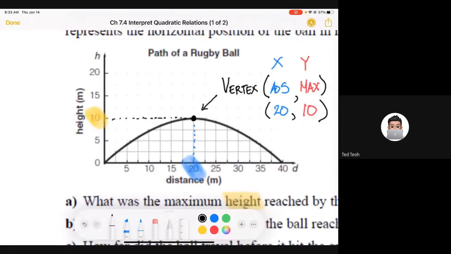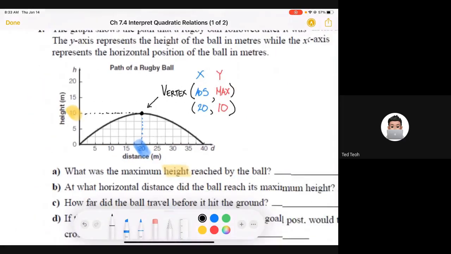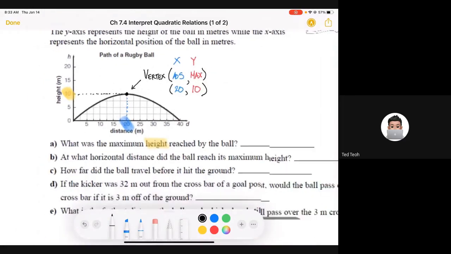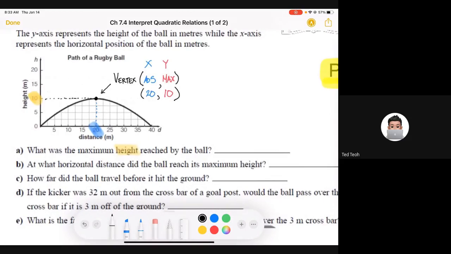Like I said before, the vertex is probably one of the more important points on the graph because it helps you solve the questions they're going to ask. So what is the maximum height the ball reaches? The maximum height the ball reaches is 10 meters. Please put units. This question does have units. If you look on the side of the graph, that is the maximum height of the graph.